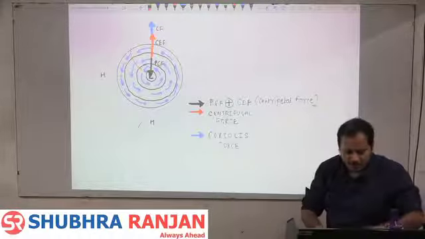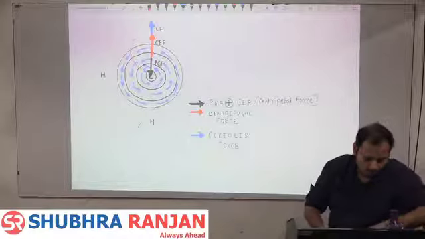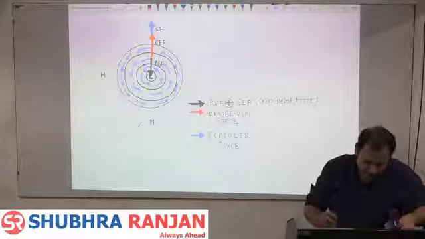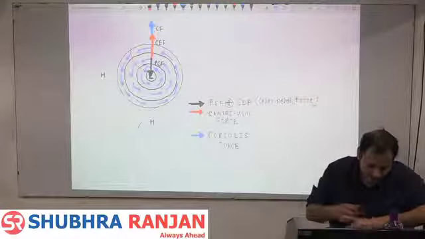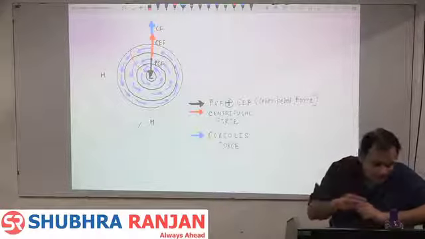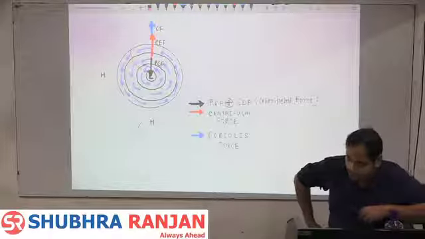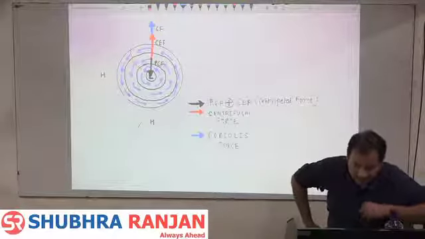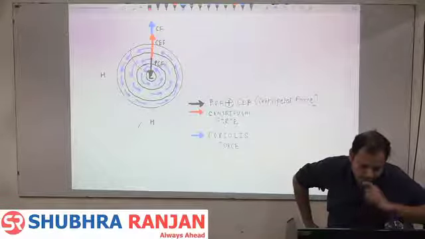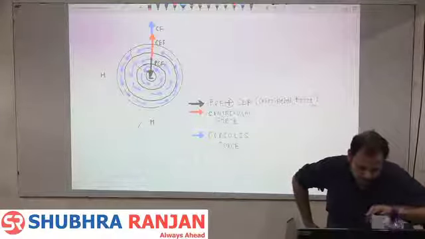The Coriolis force is directed outwards. And hence the net force that is being applied on the winds, that force that is applied to the wind.